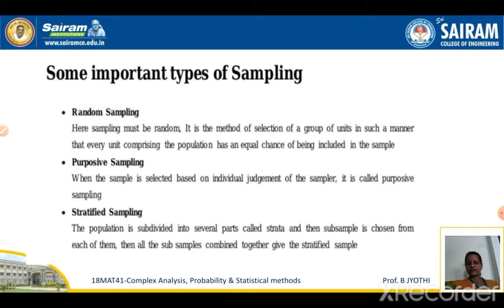Next comes purposive sampling. When the sample is selected based on the individual judgment of the sampler, it is called purposive sampling. Next is stratified sampling. The population is subdivided into several parts called strata, and then a subsample is chosen from each of them. Then all the subsamples combined together give the stratified sample.